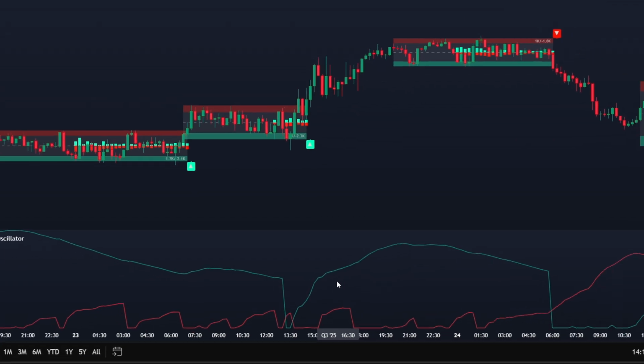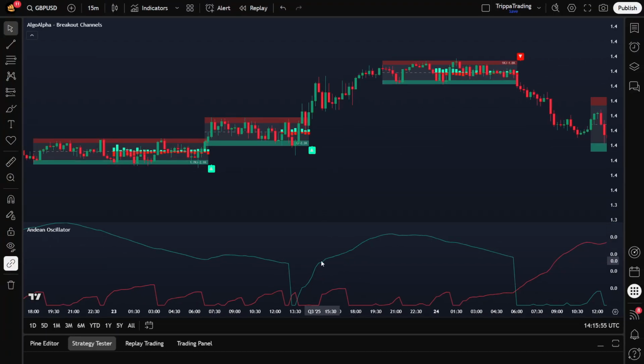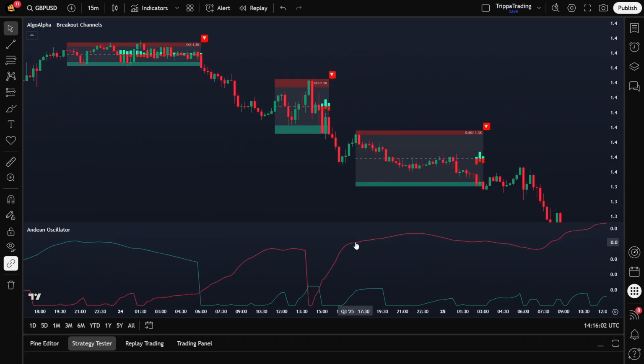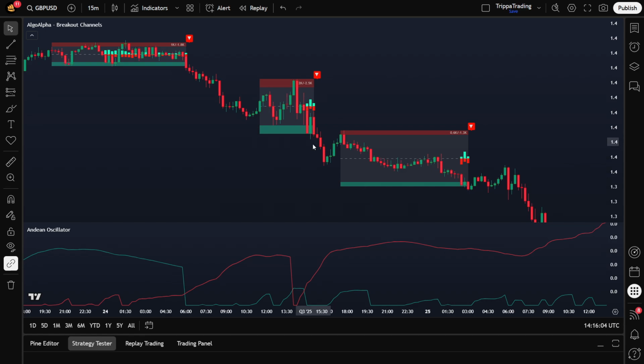So the only thing you need to know quickly about this indicator is when the green line is above the red and expanding, that shows bullish momentum in the market. When the red line is above and pushing away from the green, that's bearish momentum in the market.